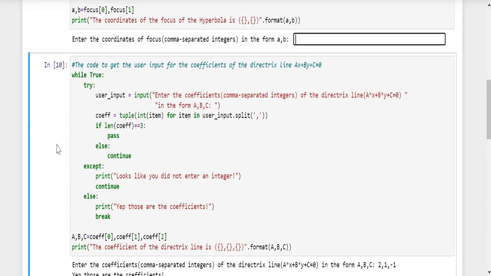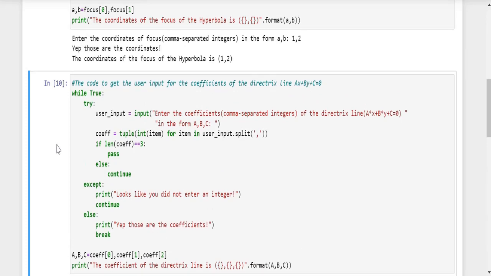So let's say I consider the coordinates of the focus to be 1, 2. So that's the coordinates of the focus.